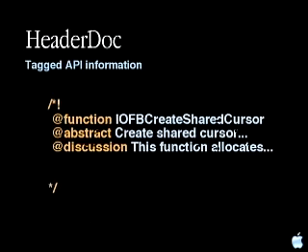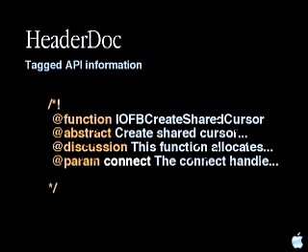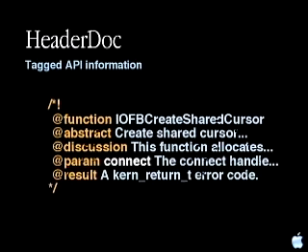Then, of course, the meat of the comment is the discussion. This is typically 1 to 3 paragraphs of your information about what this function does. Then, for one or more of the parameters, however many you choose, you can provide parameter-specific documentation. Finally, if you have a return code, you can choose to identify what that return code is about.